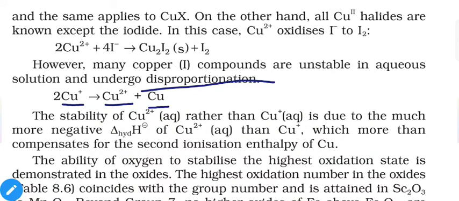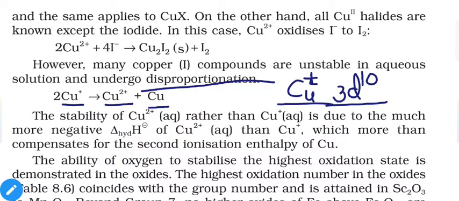The stability of Cu+2 rather than Cu+ is due to the much more negative hydration enthalpy of copper+2 than copper+, which more than compensates for the second ionization enthalpy of copper. Because if you check the electronic configuration of copper+2, you will notice it is d9, not one of the highest stable configurations like d10. But still copper+ is less stable than copper+2, and the reason is mentioned: the negative hydration enthalpy.